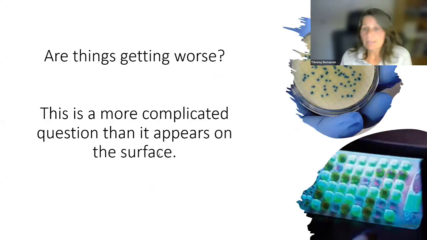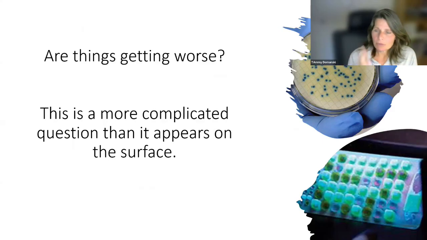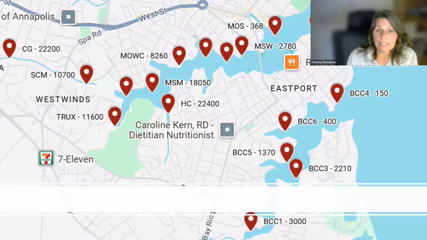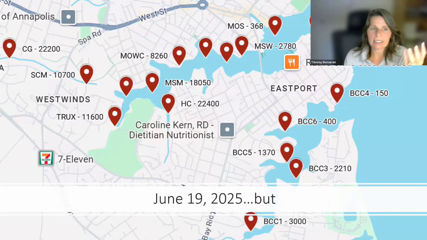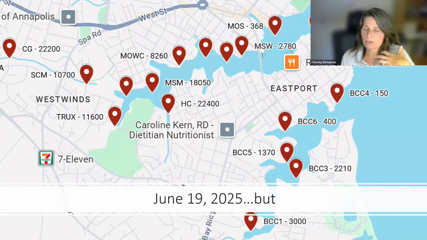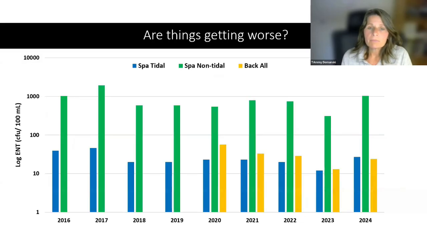So the last question I just want to deal with is, are things getting worse? Every time we have a week like we did last week, I start sweating, getting upset. Oh my gosh, things are getting terrible. But this is actually a more complicated question than it appears on the surface. For example, this is just last week, and so there's this moment of panic. We have things in the 20,000s. It's just awful. Then we go back and I have to look at long-term data.